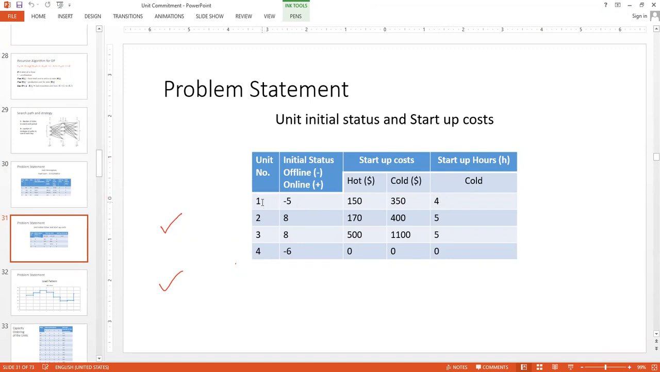So now if we are going to start the unit all over again, we have to look at this value, 5 hours, and check it against this value, 4 hours. If you are going to turn it on, which startup cost will be associated? The cold start cost will be associated, because the unit has been turned off for a duration higher than the cold start hours.